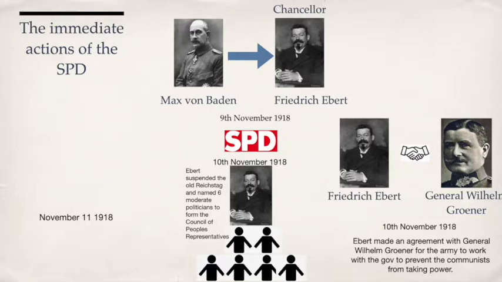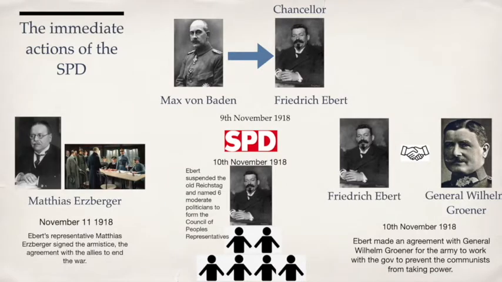Finally, on 11th of November, Ebert's representative, Matthias Erzberger, signed the armistice agreement with the Allies to end the war. This was the first major decision of the government and would lead to the Treaty of Versailles in 1919, the terms of which would plague the new republic.